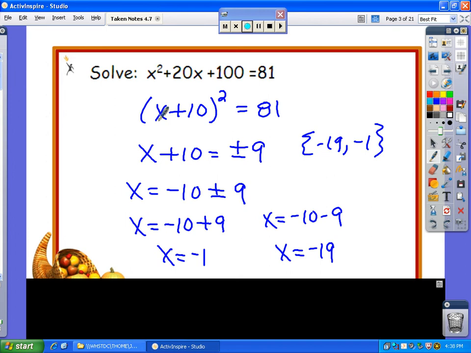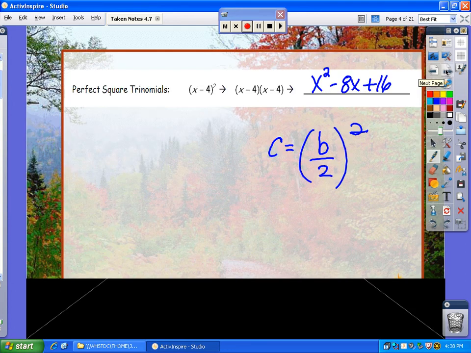We're going to use this process today when we complete the square. So the last two steps of our equation are going to look just like this. So first of all, we need to talk about what it means to complete the square. This is a perfect square trinomial. It's when you have the same factor twice.